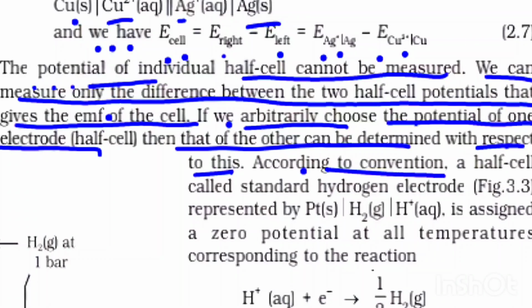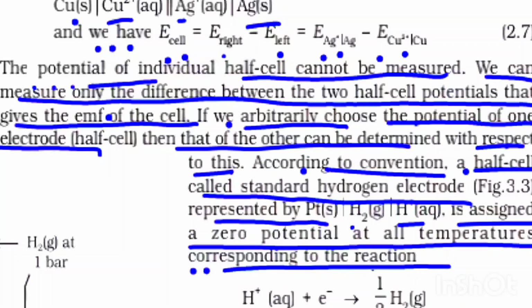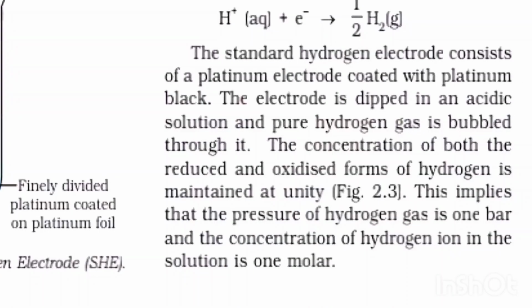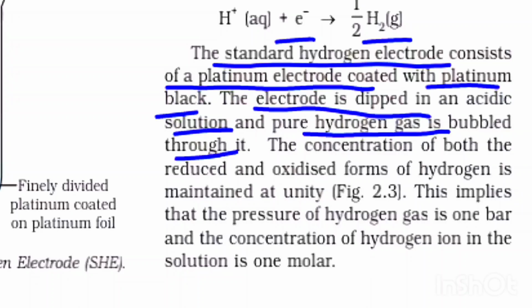If we arbitrarily choose the potential of one electrode, a half cell, then the other can be determined with respect to this. According to convention, a half cell called the standard hydrogen electrode, represented by Pt, H2, H+, is assigned a zero potential at all temperatures corresponding to the half reaction of H2. The standard hydrogen electrode consists of a platinum electrode coated with platinum black. The electrode is dipped in an acidic solution and pure hydrogen gas is bubbled through it.